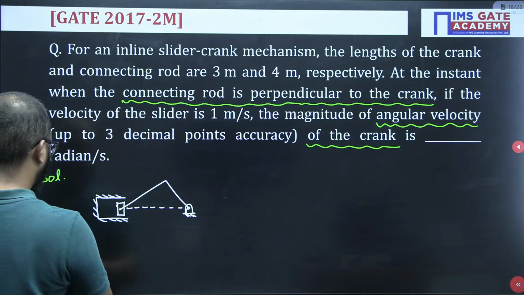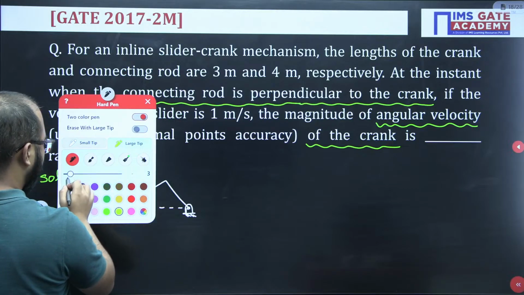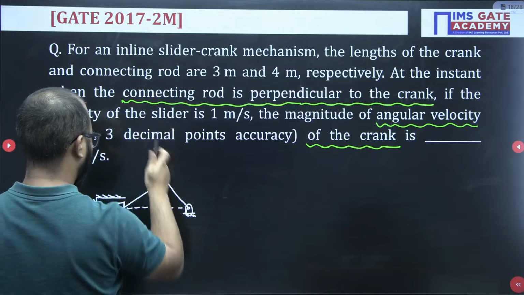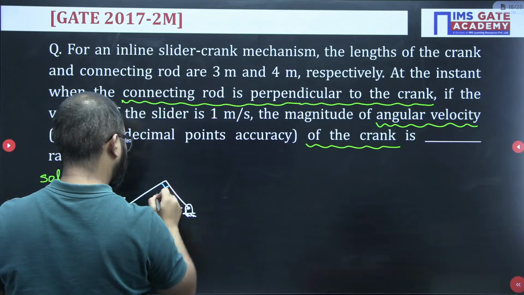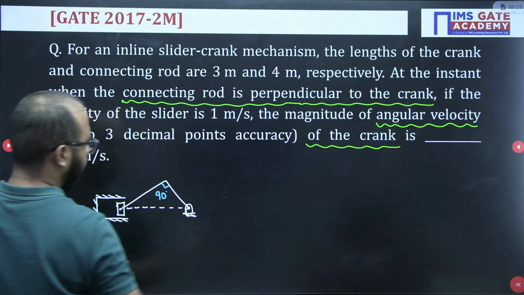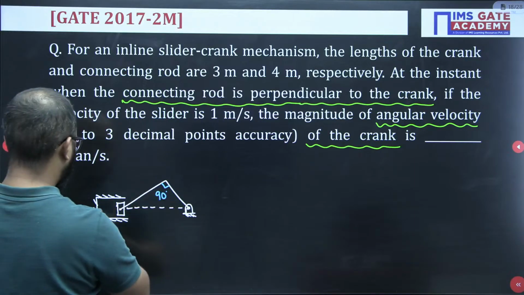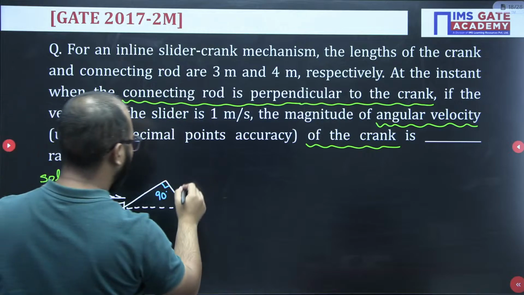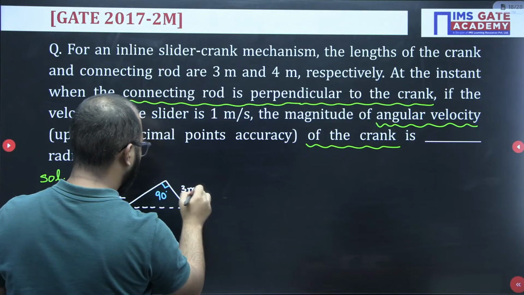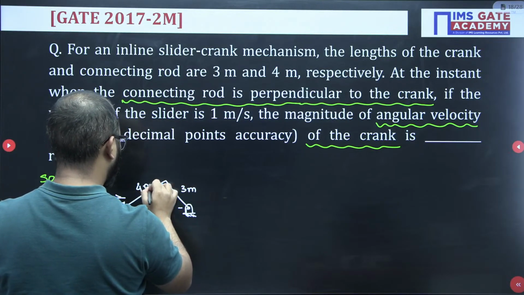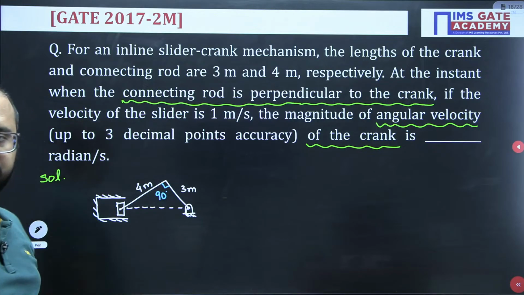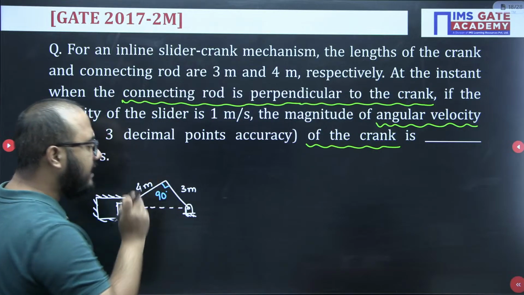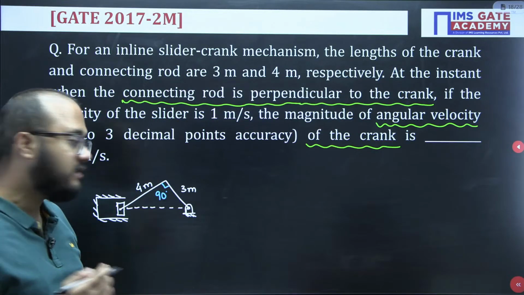Okay, now see. This is the 90 degrees they have given, right? So this is the crank. Now the lengths of the crank and connecting rod are 3 and 4 meters. So this is 3 meter. This is 4 meter. Like this they have mentioned. Okay, so this is 90 degrees. Can I calculate the angle theta here? Because theta is what is required.